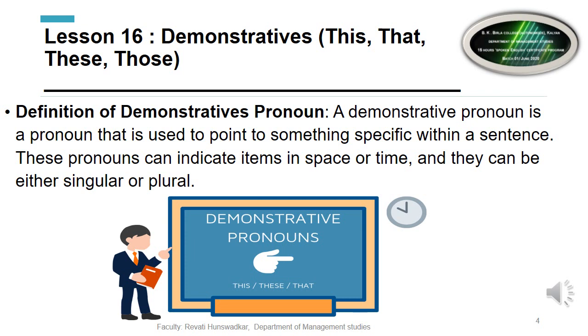Now, the definition says a demonstrative pronoun is a pronoun that is used to point to something specific within a sentence. That means यहाँ पे demonstrative pronoun क्या करता है? Represent thing, thing or things. These pronouns can indicate items in space or time and they can be either singular or plural. जैसे I said for example, this is my pen. ये मेरा पेन है. मेरे पास है. एक ही पेन है. So that is singular.